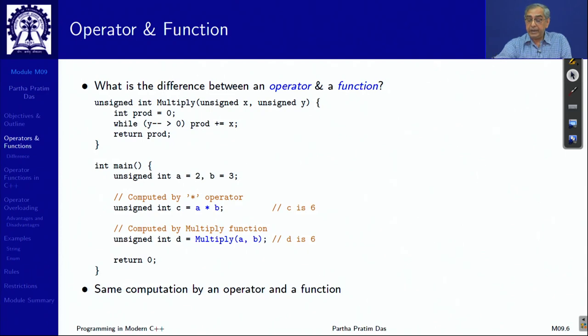Here you can see an example. This is a function which, in a very rudimentary way, is trying to multiply x with y by adding x to the product y number of times, which is understandable. Now, this is multiplying by a function, and you know that there is a multiplication operator which does it by this. So, we have this operator, here we have the function. Both of them do the same thing, they will give you the same result. One you call the operator, the other you call the function.